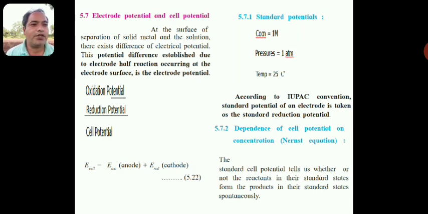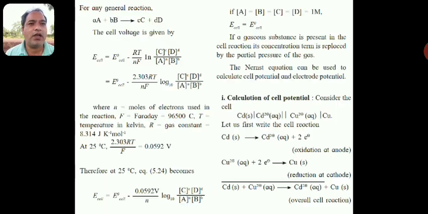Now the standard cell potential tells us whether or not the reactants in their standard states form the products in their standard states spontaneously. That means whether a spontaneous chemical reaction is feasible or not, we can predict from this equation. So let's see how it works. Consider a general reaction: a moles of A, where small a indicates the number of moles and capital A indicates the concerned element, plus b moles of B, shown by an arrow, gives c moles of C plus d moles of D.